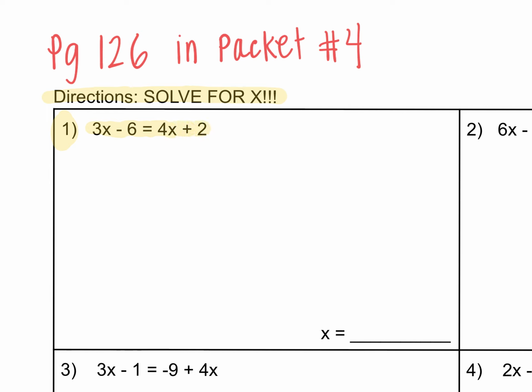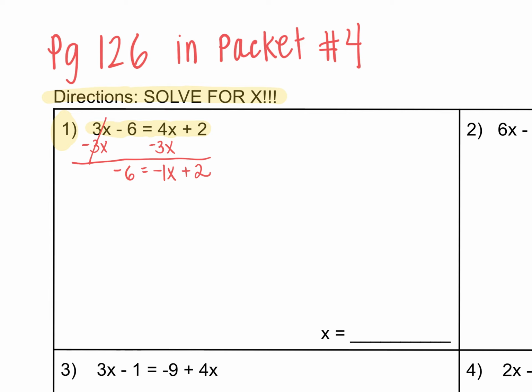The first thing I want to do is move all the x's to one side. I see that there is a 3x here. It's positive, so I'm going to subtract 3x on both sides. I now have negative 6 equals 4x minus 3x, which is negative 1x.